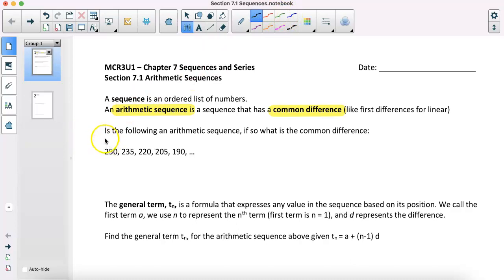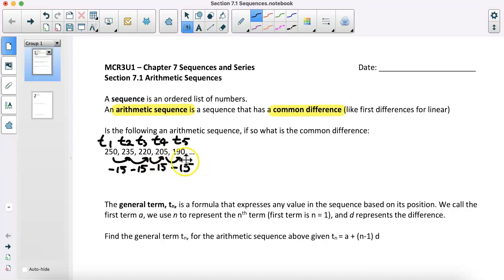So here we have each of these terms. Because this is the first term in the sequence of numbers, this is T1. This is our second term, so we can label this as T2, T3, T4, and T5. So we follow that pattern. How do we go from 250 to 235? Well, we subtracted 15. How did we go from 235 to 220? We also subtracted 15. From 220 to 205, we subtracted 15, and 205 to 190, we also subtracted 15.